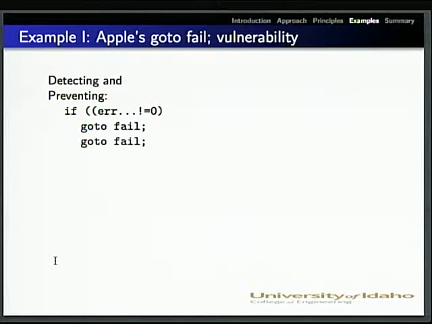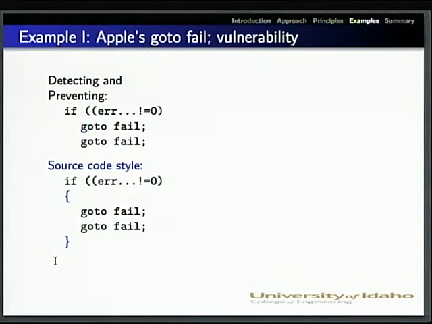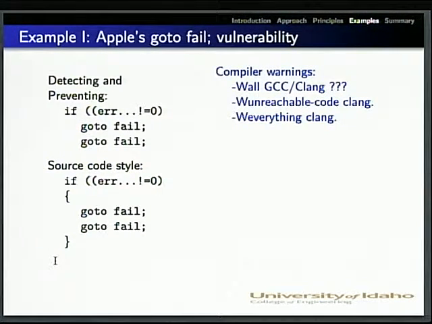So how can you prevent this vulnerability? Well, there are several ways. One of them is you use coding style to add brackets. If you add curly brackets, then you will prevent that problem because now the second goto fail will be inside the if statement. The other way would be to use compiler warnings. For example, use the unreachable code compiler warning in Clang or the everything compiler warning in Clang. And this is when you compile, then this vulnerability will get caught.